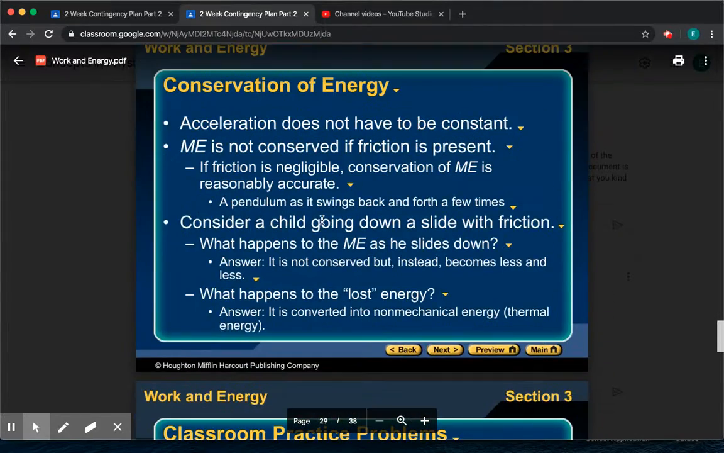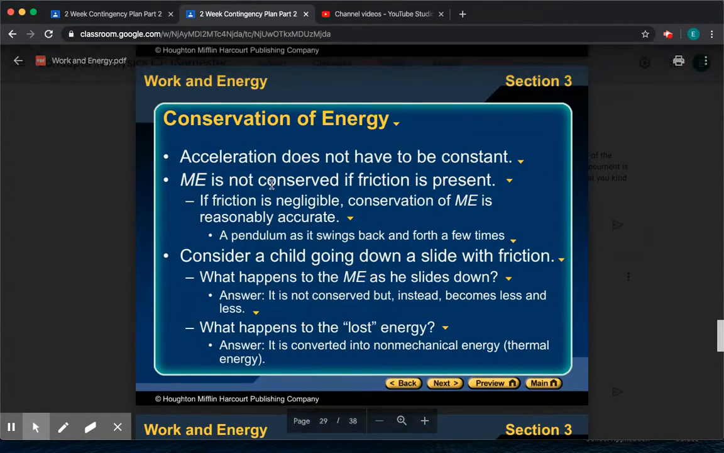And then this last slide right here, this is just some final points. For conservation of energy, acceleration does not have to be constant. If friction is present, then you no longer have conservation of energy. If friction is present, you no longer conserve energy. What happens to that energy? You lose it to friction. And what is it converted into? It's converted into non-mechanical energy, like thermal energy or chemical potential, depending on if we're working with chemicals and chemistry and things like that. But this is the main point.